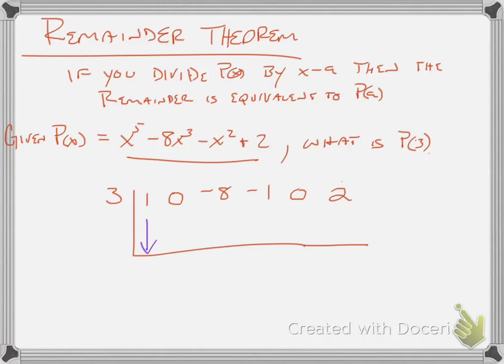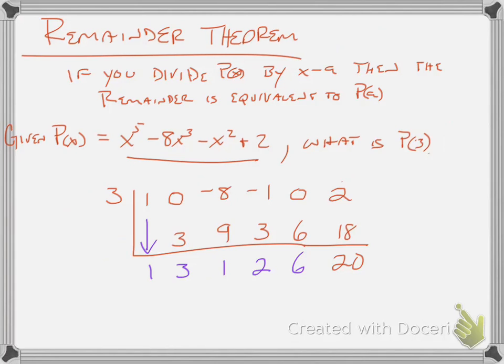I'm first going to bring down this first coefficient, that's a 1. And then when I multiply that with 3, that becomes 3. Combine them, that becomes 3. Multiply, 3 times 3 is 9. -8 plus 9 becomes +1. 1 times 3 is 3. -1 and 3 combine to be 2. 2 times 3 is 6. 6 plus 0 is 6, and 6 times 3 is 18, and 18 plus 2 is 20.